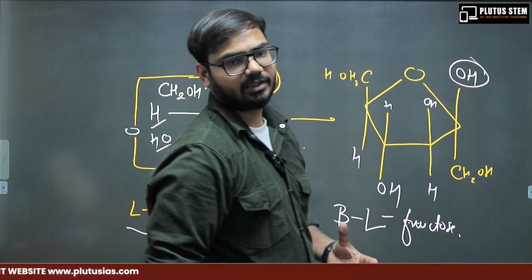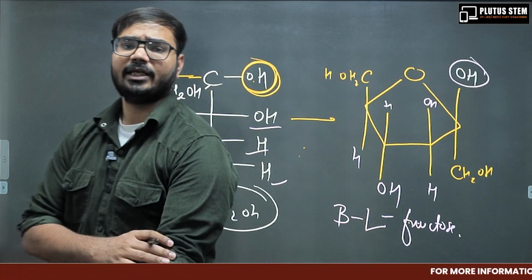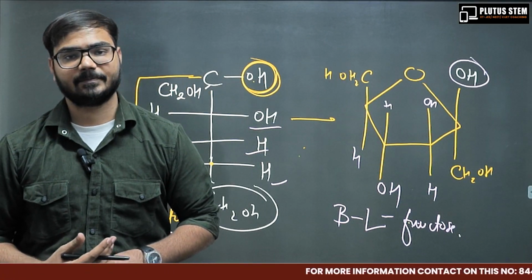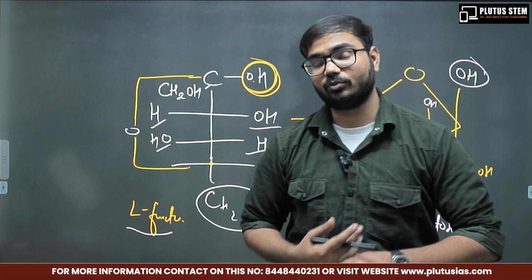Similarly, you can make different variations with the D-glucose, L-glucose, fructose, and you can make alpha beta structures as well. So I hope you have learned how to draw your Haworth structures and there will be no more doubts.